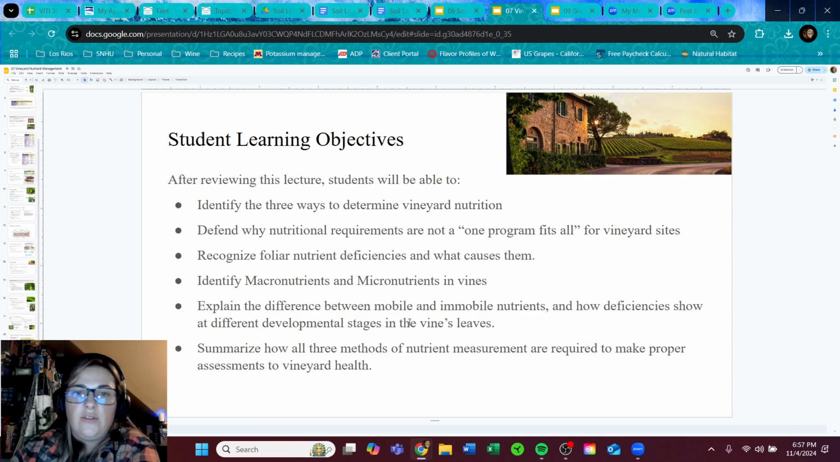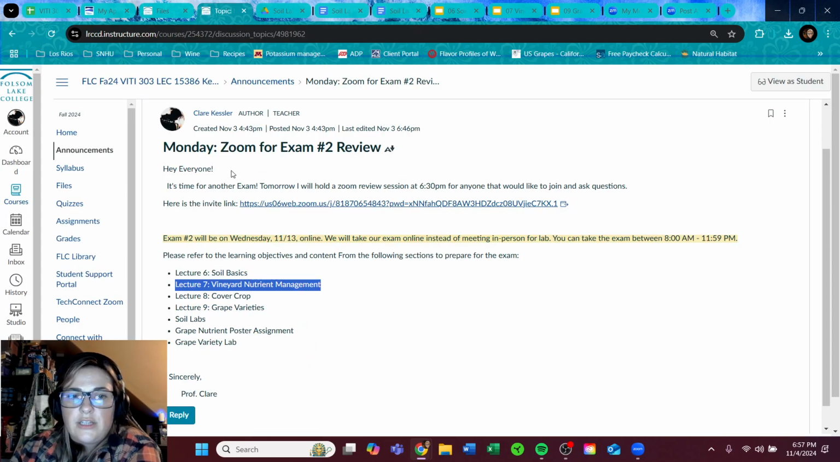And okay, then we have student learning objectives. So again, it's always good to review the student learning objectives. I do like to pull from those for the exams, and it's just a good way to make sure you get the whole picture of that presentation. Okay, so that was vineyard nutrient management.